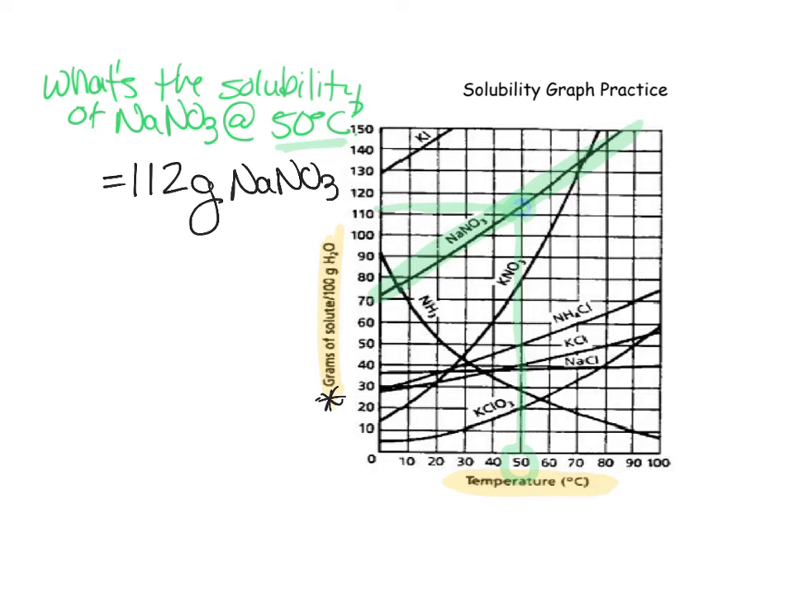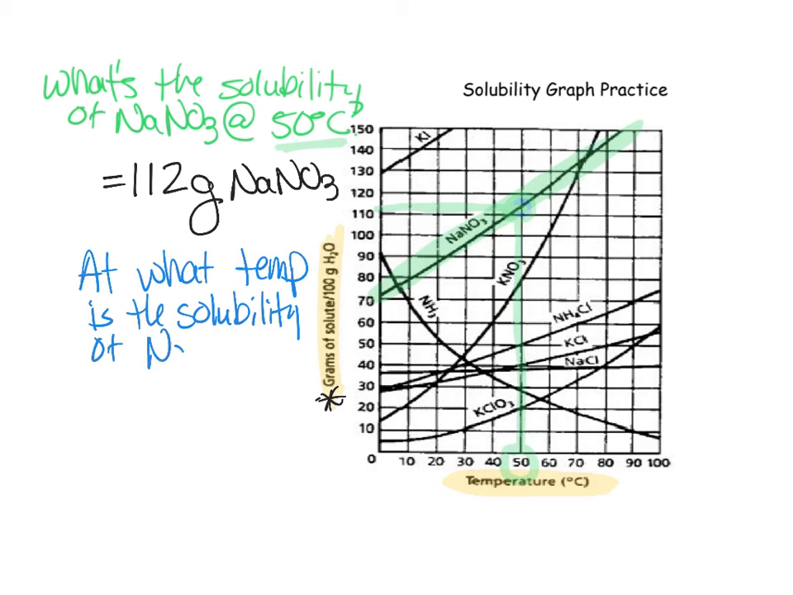We could look at different temperatures as well. Now this time, let's do something like number 2. It says, at what temperature is the solubility of NaNO3 95 grams per 100 grams H2O?